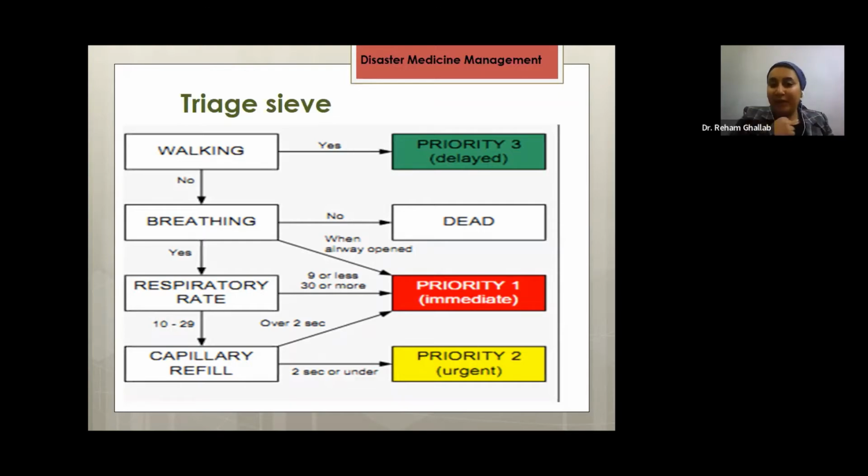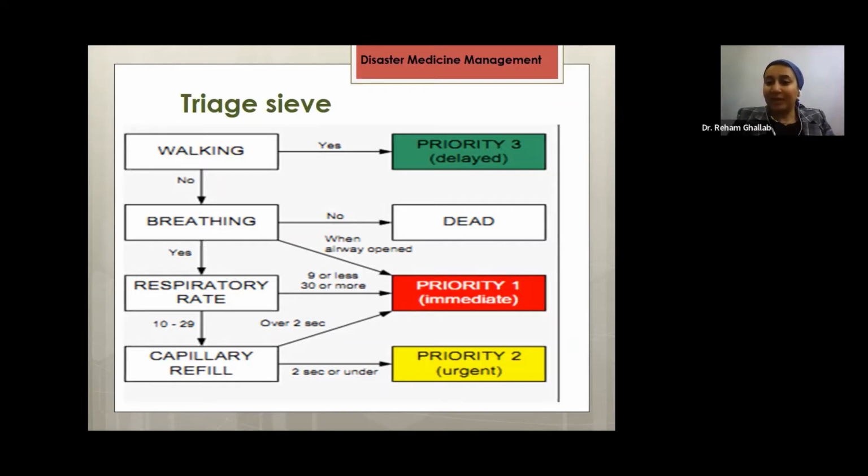If the respiratory rate is between 9 and 30 per minute, please check the capillary refilling time. If the capillary refilling time is over 2 seconds, it will be immediate, as it reflects a hyperdynamic circulation or tachycardia or any great event. If the capillary filling time is 2 seconds or under and the respiratory rate is between 10 and 29, this is priority 2 or yellow or urgent.